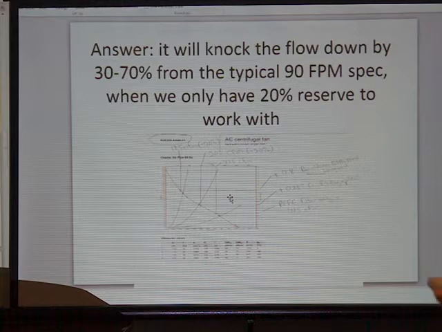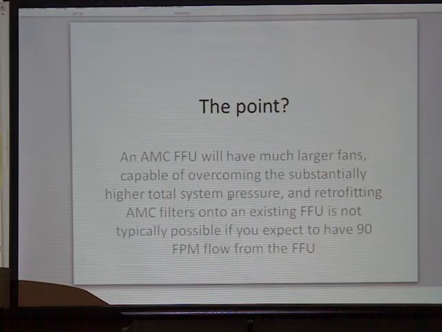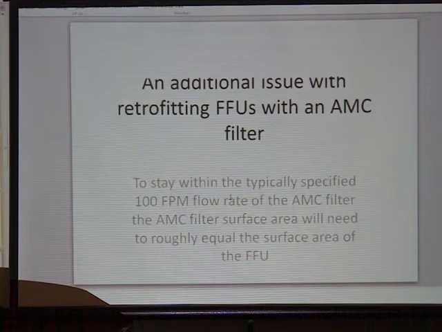And there's another issue coming up we'll get into. All right, so anyways, I already made that point there. You just can't throw it on an existing FFU. There's an additional issue with retrofitting an AMC filter, and keep in mind we want to keep it to 100 feet per minute, which is typical for both of the two examples I had there, the Camfil Gigapleat and the Donaldson BSM Max, and really most of them out there.